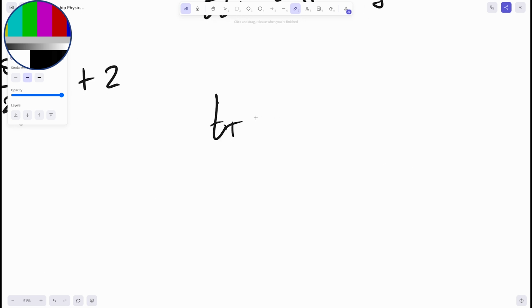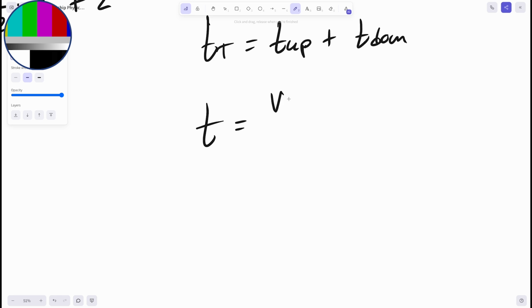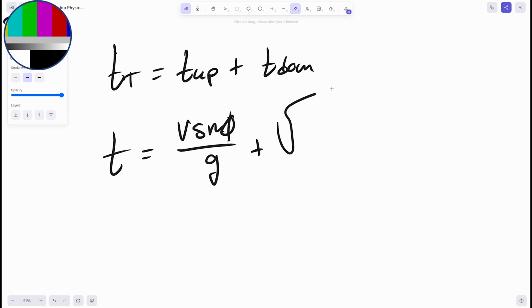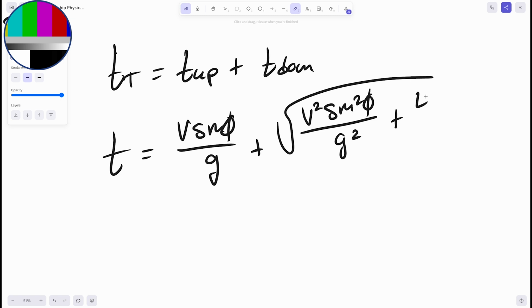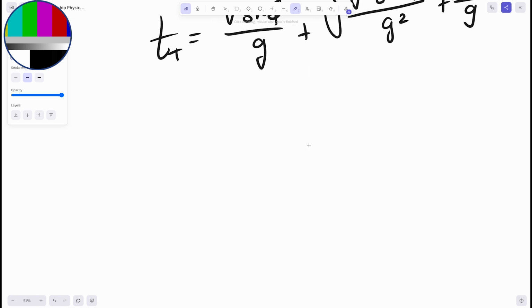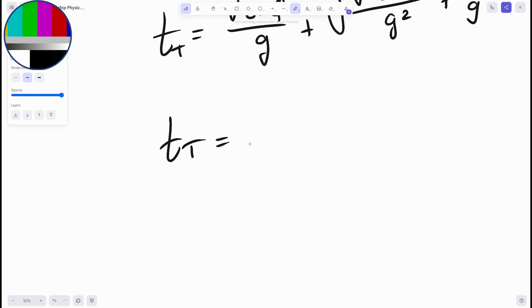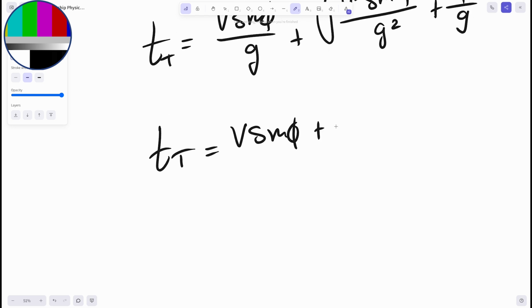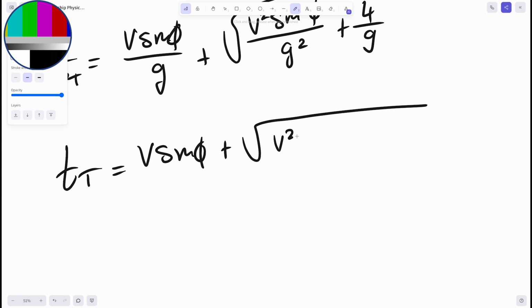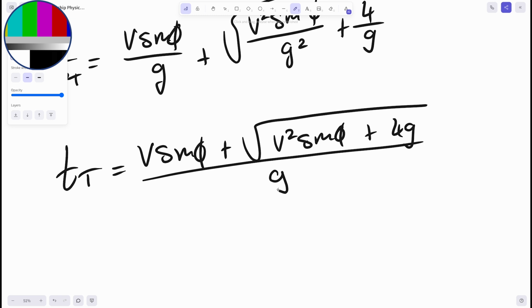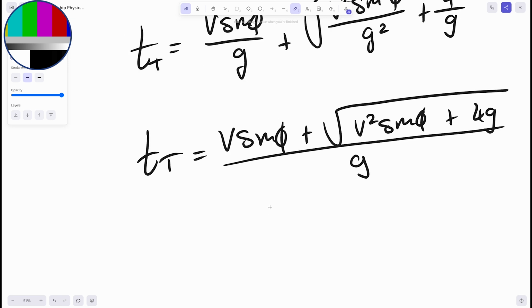And so our total time is equal to the time up plus the time down, and therefore our time up was v sine phi over g, and our time down, which we just found, is the square root of v squared sine squared phi over g squared plus 4 over g. And so this can be simplified as v sine phi plus the square root of v squared sine squared phi plus 4g, all over g. Okay, so finally now we have our total time.